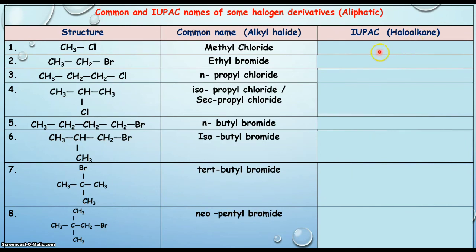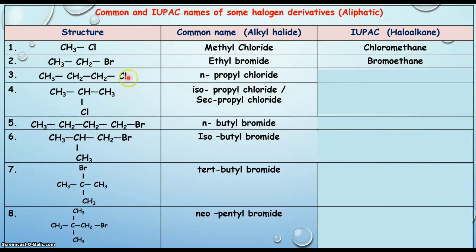Now let us talk about the IUPAC names of these structures. The pattern of writing the IUPAC name for an aliphatic halogen derivative is haloalkane. So first we have to name the halogen, then the alkane. So here which halogen is present? Chlorine. So it will be named as chloromethane. Then bromo, total number of carbons is 2, that's why bromoethane.